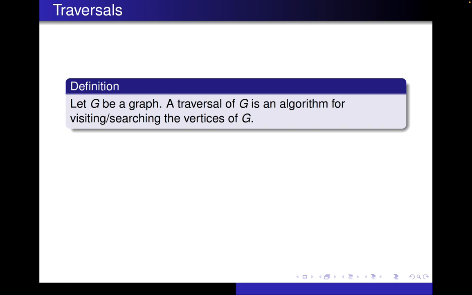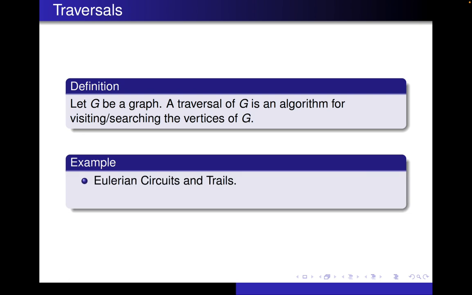So let G be a graph. A traversal of the graph is just an algorithm for visiting or searching the vertices of G. So we've already seen some examples of traversals. Eulerian circuits and trails are traversals. We go to every single vertex and we visit them as we go along our circuit or trail. And we did the same thing for Hamiltonian cycles. And we didn't do Hamiltonian paths, but they're very similar. A Hamiltonian path is a path that goes through all the vertices. And these are examples not just of traversals, but traversals that happen to be walks.